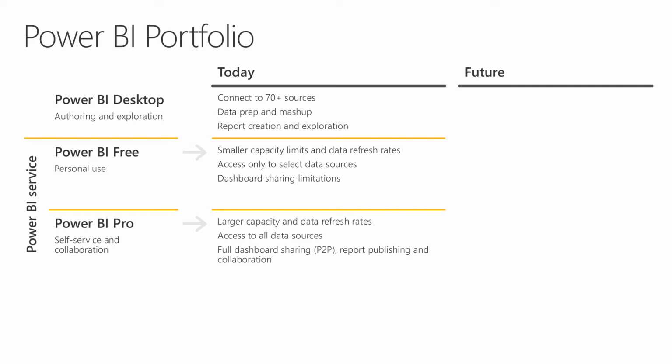Power BI Pro gives you all of the features and capabilities that Power BI has to offer. It gives you larger capacity: you have 10 gig per workspace and 10 gig per app workspace. It gives you access to all of the different data sources. You have increased data refresh rates, and you have full dashboard sharing, report publishing and collaboration, so you can share directly with other users. You can share into app workspaces, and other people that are members of that app workspace would have access to that content. Okay, so that's what you currently have today.